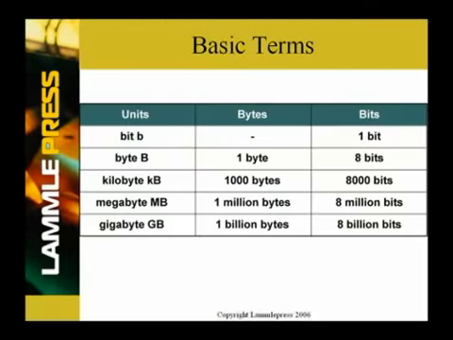Let's talk about some basic terms before we get started. What is a bit? A bit is one digit, either a 1 or a 0. It can't be anything else. It can't be a 2 or a 3. That certainly would change things, wouldn't it? But if we have 8 bits, we now have a term called a byte. If we have 1,000 bytes, we have something called a kilobyte. If we have 1 million bytes, we have a megabyte. 1 billion bytes is a gigabyte, and that's 8 billion bits.